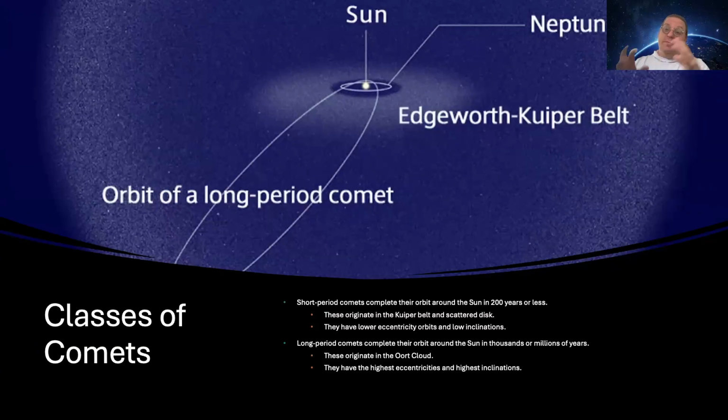So yeah, they are roughly speaking separated into short and long period comets, and they roughly align with where they came from.